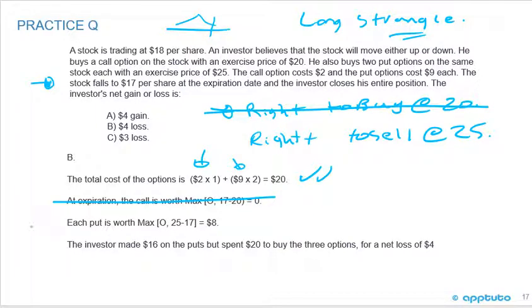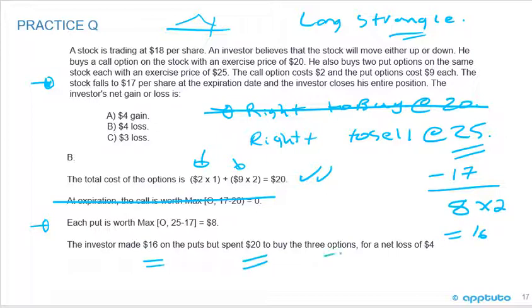Let's see if we made any money on the put. Well, on the put, I have the right to sell at 25, and I can buy the stock at 17, sell high, buy low. So I can see I've made a profit of $8. Okay, so you can see the investor made $16 on the puts, because don't forget there were two puts. So that's 8 times 2 equals 16. So I made 16 on the puts, but I spent $20 to buy the three options. So I have a loss of $4.